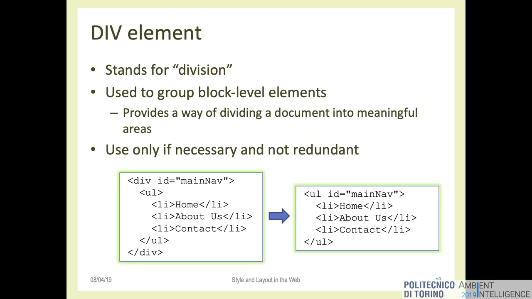So, for example, in the first case, you have a div that contains just an unordered list. And so, in that case, probably the div could be skipped because you just have the list, and the list is enough to contain all this content.